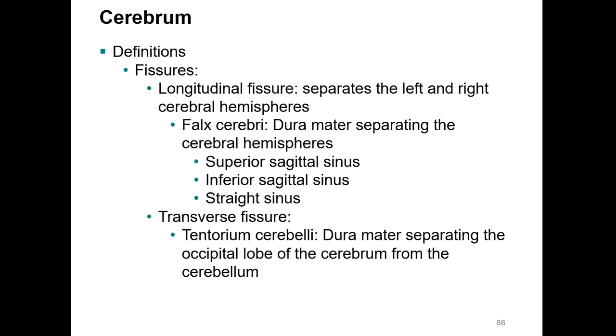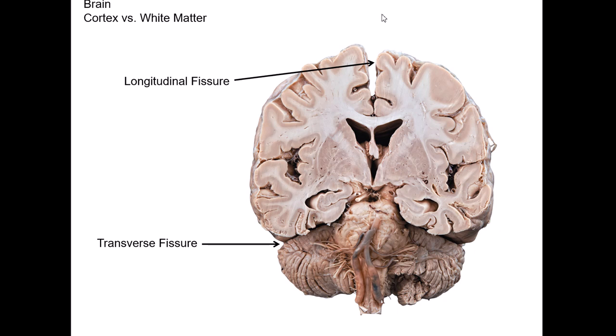So the deep groove that separates the left and right cerebral hemispheres, if you want to highlight this, is known as the longitudinal fissure. Now, there's an extension of the dura mater that goes down into the deep groove over here, the longitudinal fissure. That extension is known as the falx cerebri, and it comes all the way down, and it helps to stabilize the brain from sloshing back and forth this way. And it's just a piece of the dura mater, right?